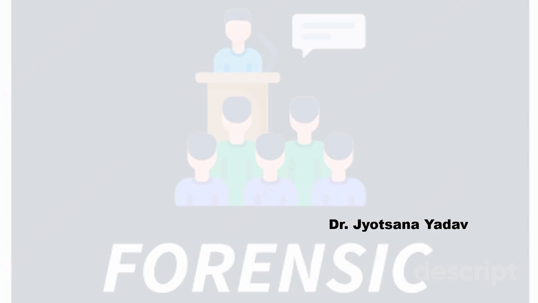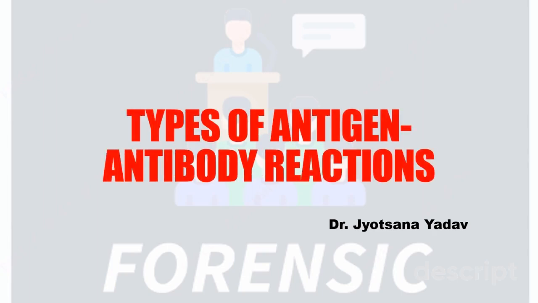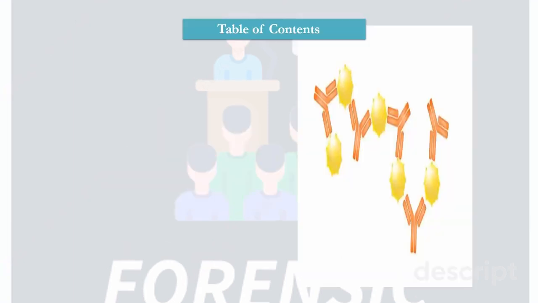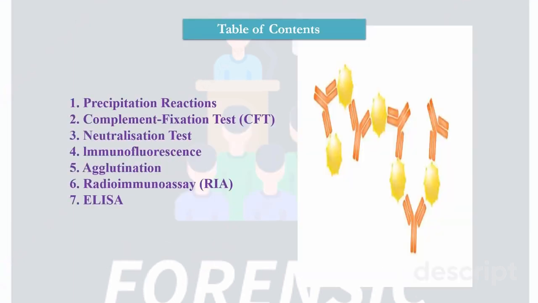Our topic is types of antigen and antibody reactions. There are different kinds of antigen and antibody reactions. For example, precipitation reaction, complement-fixation test, neutralization test, immunofluorescence test, agglutination, radioimmunoassay, and ELISA.